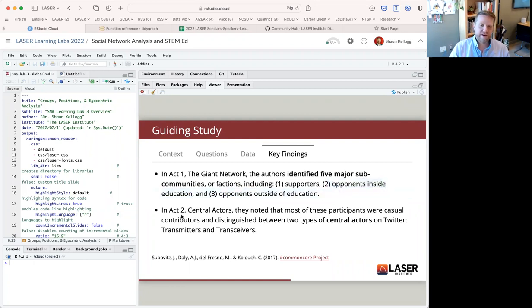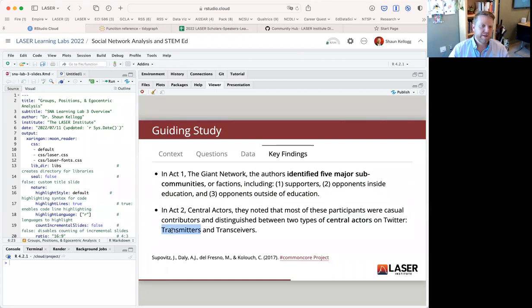And then another thing that they found was they noted that most of the participants in the discussion, like just like social media, were just on the fringe. They're just casual engagers with Twitter, maybe tweeted one or two tweets about the Common Core, and that was it. And then there were kind of two types of actors on Twitter.